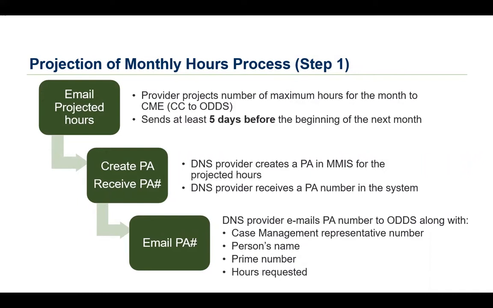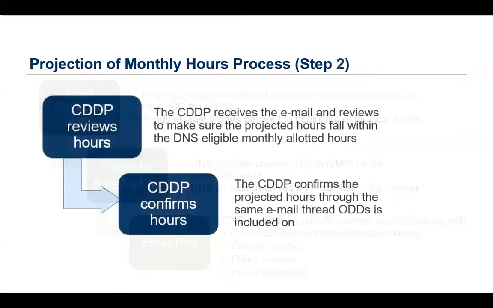The DNS provider will go into MMIS to create a prior authorization for the projected hours, and they'll receive a PA number in the system. The DNS provider then emails that PA number, including the person's name, prime number, and hours requested, to the case management representative and to ODDS. So let's see what happens once the CDDP receives the email.